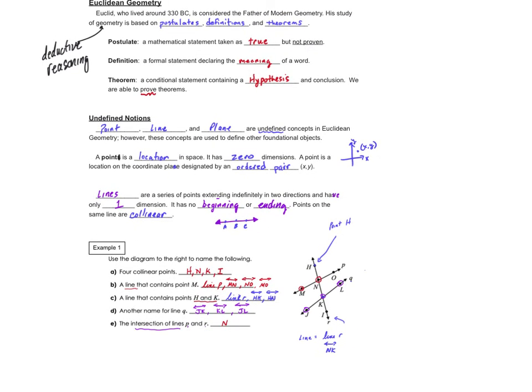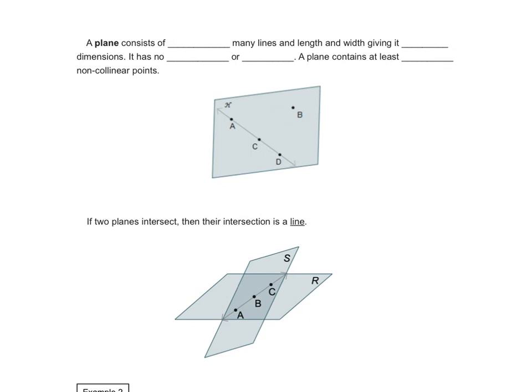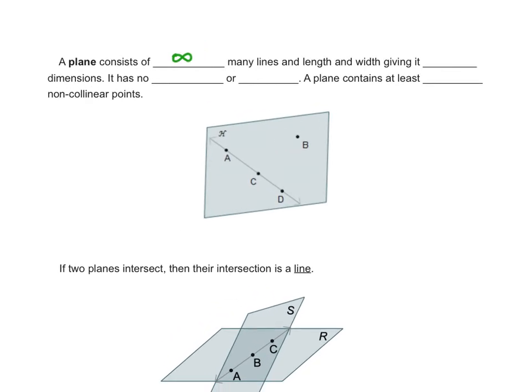So let's go to the next page. And a plane consists of, well, I'm going to use some abbreviations here. How about infinite, right? Infinity. Infinitely many lines and length and width. Okay, the plane consists of infinitely many lines and has a length and width giving it 2 dimensions, okay?